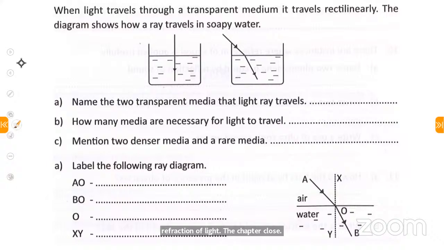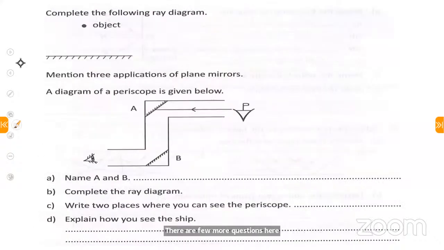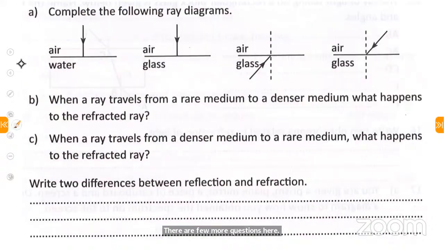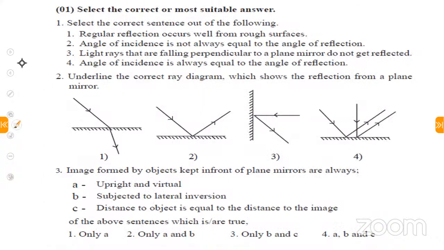There are a few more questions here. Let's go for the MCQs because we don't have enough time. We need to finish this topic and start simple machines. Try to find the answers for these MCQs. The first one, select the correct or most suitable answer.